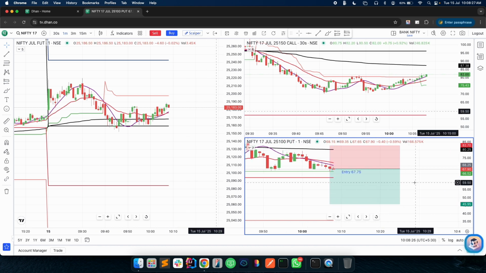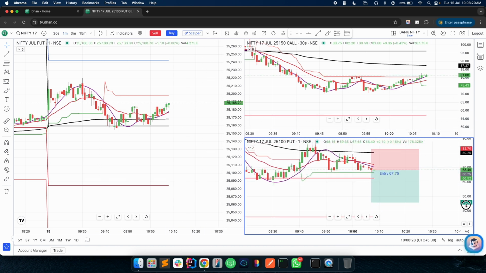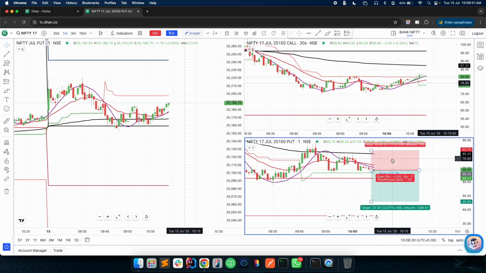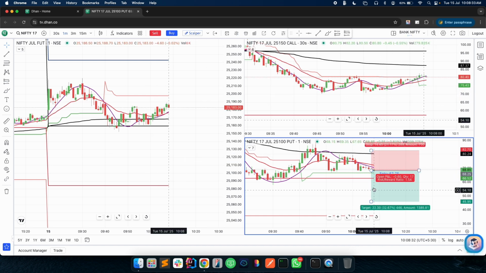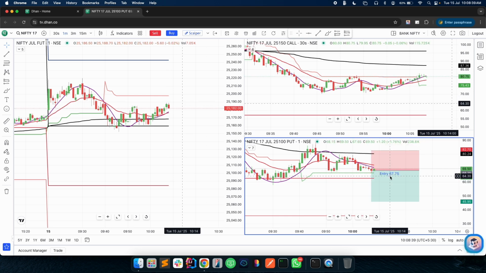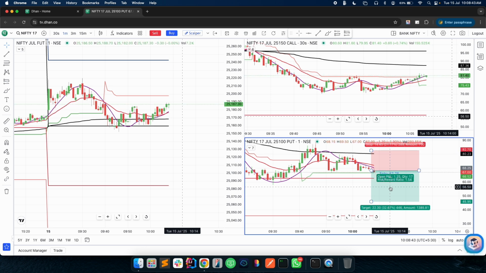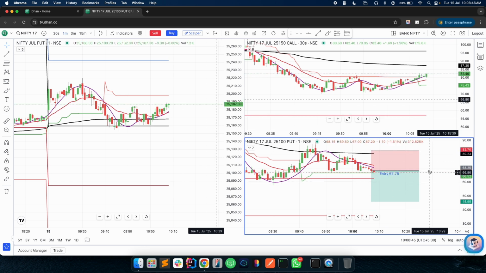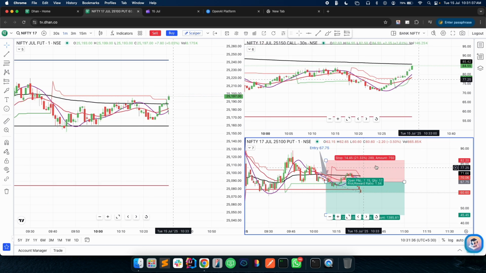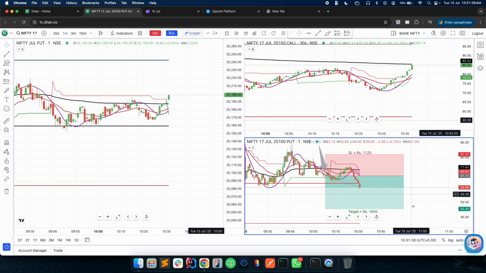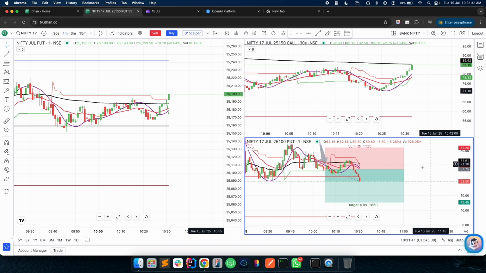Let's see where it ends up. I think this might run for a long time. So I'm just passing it here and I'll keep you posted. Around 10:07 we entered the trade at entry 67.75, right? We'll keep you posted about how this trade goes. By the time we entered, our stop was around 1125 and the target was around 1650.